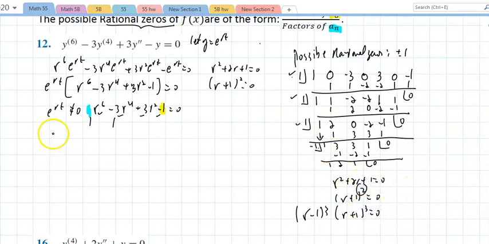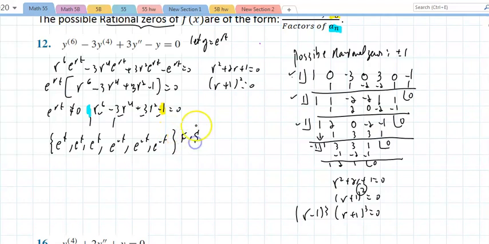So from this, I know that I have e to the t, e to the t, e to the t, 3 of those, and e to the negative t, e to the negative t, e to the negative t, as my fundamental set, except those are linearly dependent. How do I make them linearly independent? Multiply this by t, multiply this by t squared, multiply this by t, and multiply this by t squared.